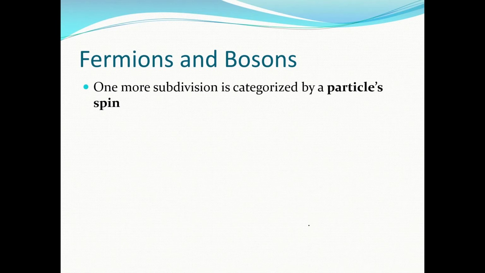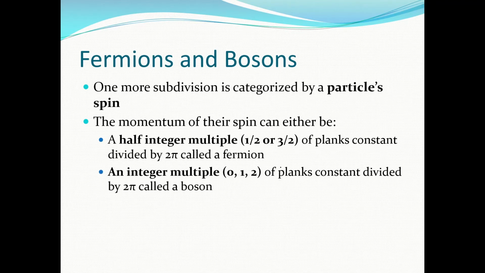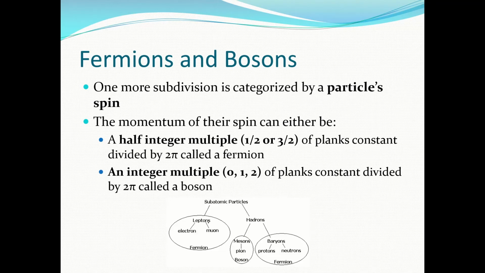So it looks like these are a lot lighter. Okay, and then we can subdivide it again. One more subdivision is categorized by particle spin. The momentum of their spin can either be a half integer of Planck's constant divided by 2 pi, and that's a fermion, or it can be an integer, so 0, 1, 2, or 3 of Planck's constant divided by 2 pi. That's a boson, right? So leptons are fermions based on their spin. Baryons are fermions based on their spin. And then bosons are mesons based on their spin.